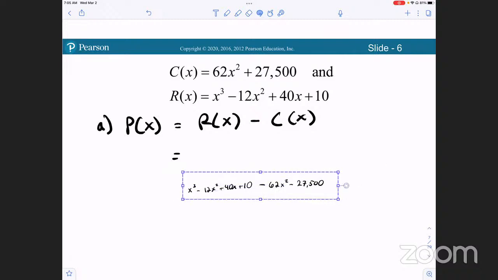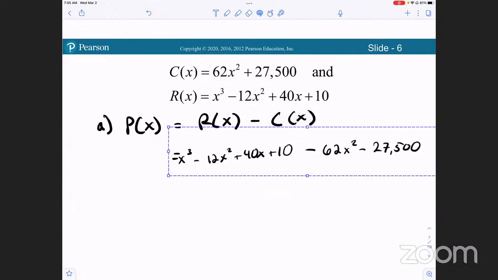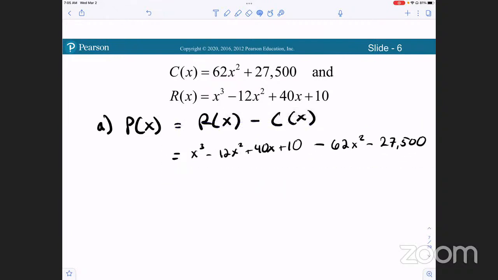To the right. My terms. An x cubed term. We got a negative 12x here. Let's highlight them. We got 12x squared and this guy. 62 and 12, 72, 74. 74x squared.